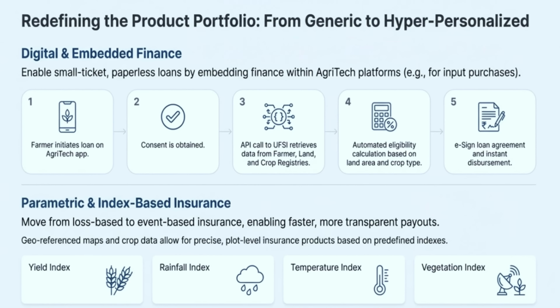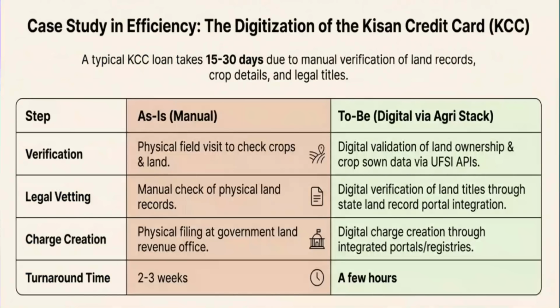Well, one of the most exciting areas is embedded finance. Imagine this. A farmer is using, say, a weather app or a market price checker on their phone. Suddenly, they get an offer for a small ticket, completely paperless loan, pre-approved based on their farm's profile, pulled directly from AgriStack data, their land, their crops, their history. Wow. Right there in the app. Exactly. It makes accessing credit almost seamless, almost invisible.